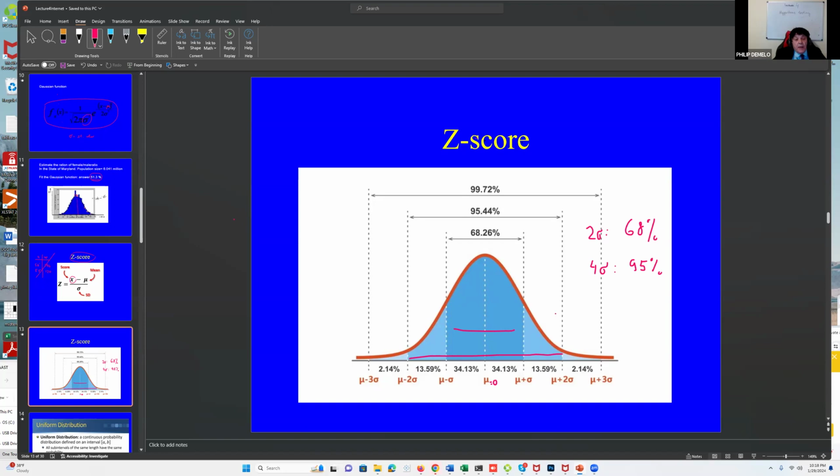And then we have 6 sigma. We have 99.7, approximately. So these magic numbers, as I told you at the previous lecture, if you wake up any data scientist, he or she will tell you right away these numbers.